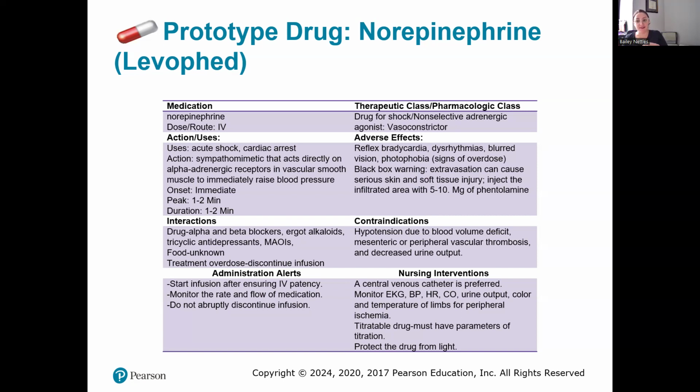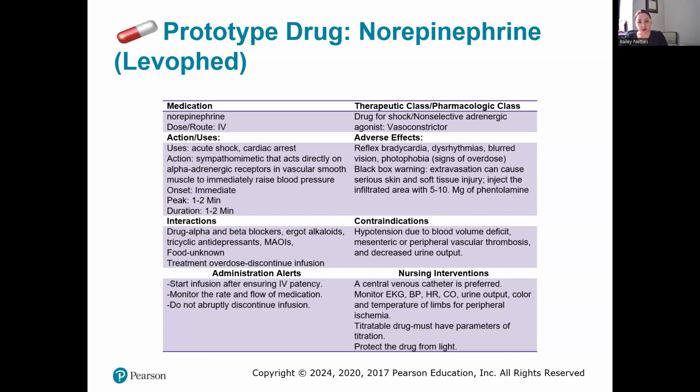All right. Hypotension due to blood volume deficit is a contraindication. So if I don't have any blood volume, I don't really need vasoconstrictors. I need plasma expanders, volume expanders, okay? There's only so much vasoconstriction we can do. If you don't have enough blood, you don't have enough blood. Also, mesenteric or peripheral vascular thrombosis, because of the peripheral ischemia or decreased urine output.